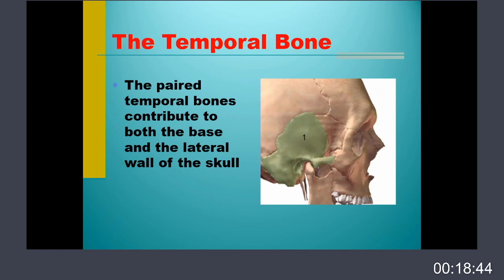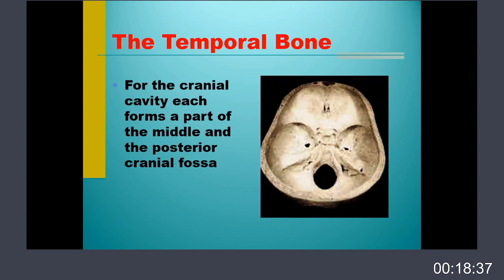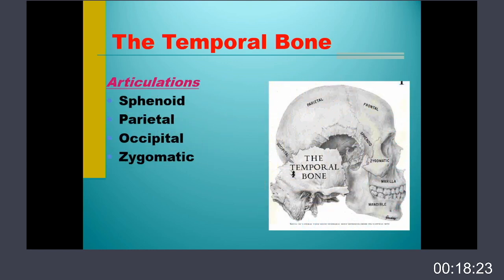These are the paired temporal bones that contribute to both the lateral skull and the skull base. If we see from the cranial side, it has the anterior cranial fossa, middle cranial fossa, and the posterior cranial fossa. So the temporal bone forms part of the middle cranial fossa and the posterior cranial fossa. The temporal bone articulates with various bones: the sphenoid, parietal, occipital, and zygomatic.